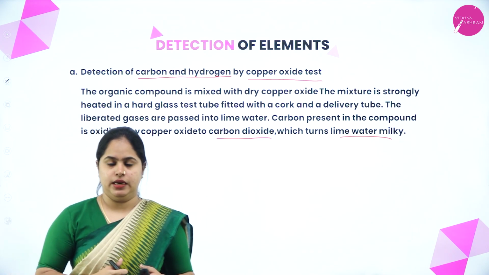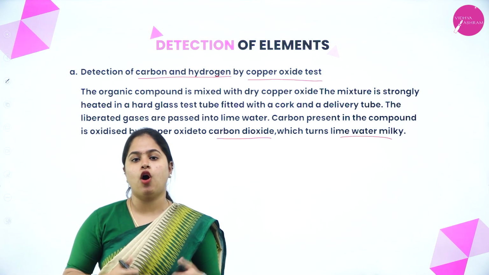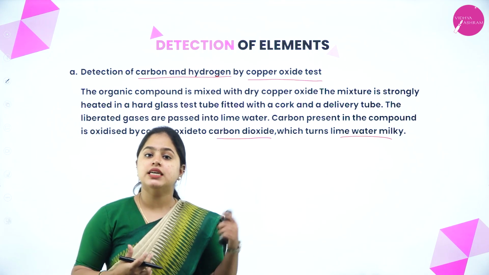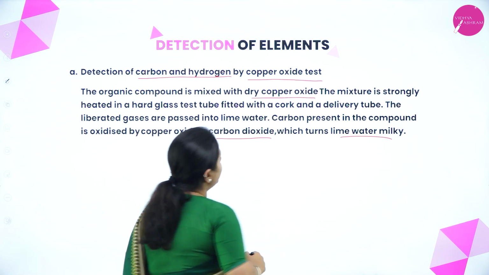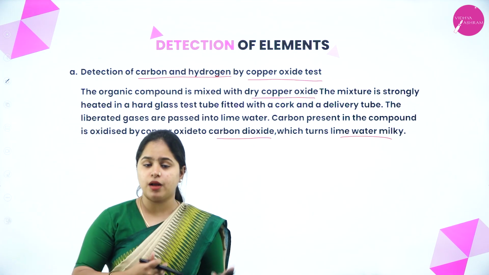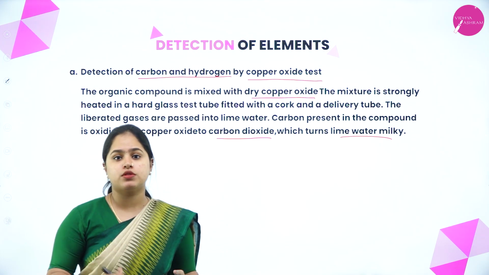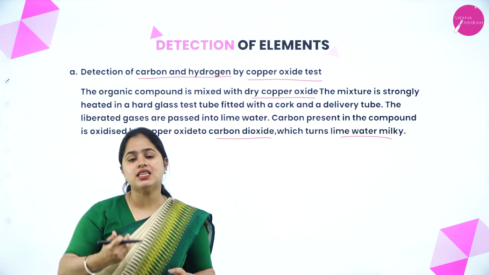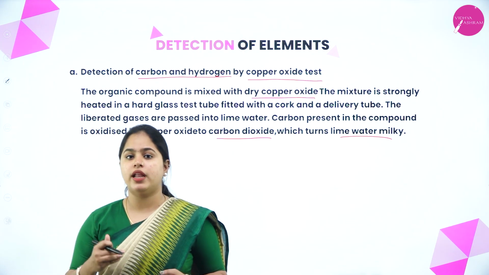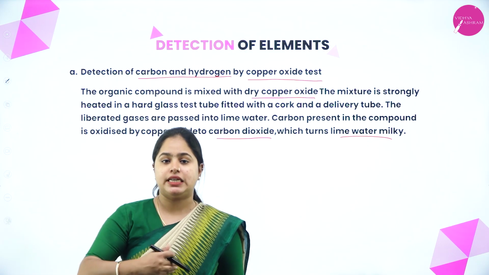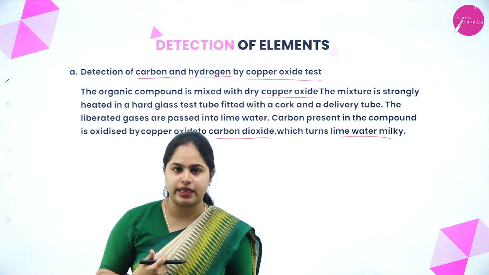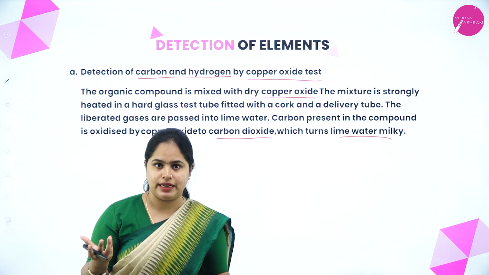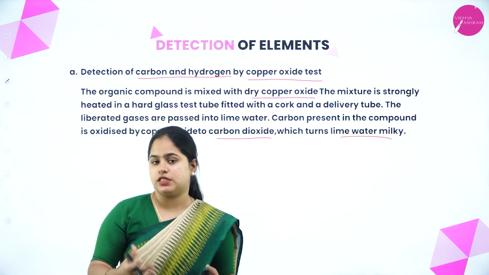So what is happening here? We are going to detect the presence of carbon and hydrogen. We take the organic compound and react it with copper oxide. The carbon reacts with copper oxide and produces carbon dioxide, and when this carbon dioxide is passed through lime water, what happens to the lime water? It turns milky. So if the lime water turns milky, what can we confirm? The presence of carbon.